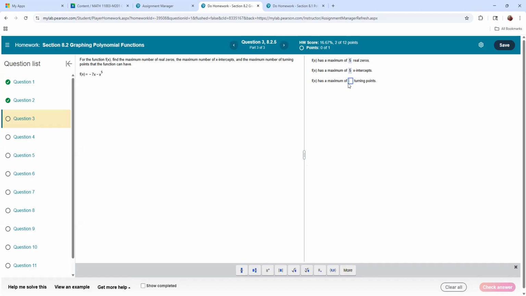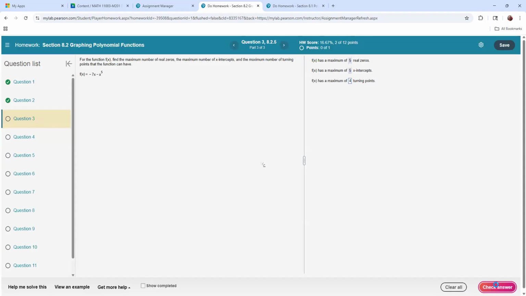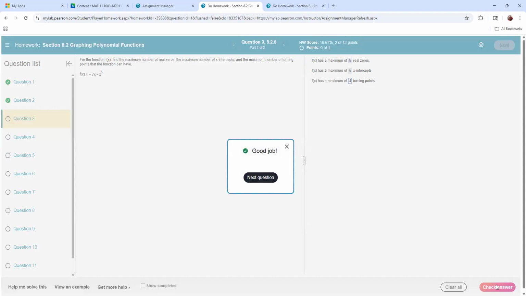And 5 minus 1 is 4. Good job, y'all. So those three are basically, you're looking at the degree of your polynomial, and it's equal to the degree, equal to the degree, equal to the degree minus 1.